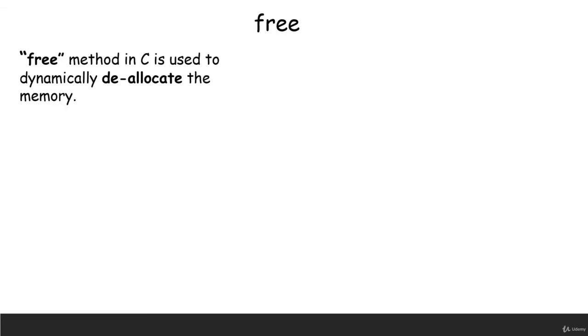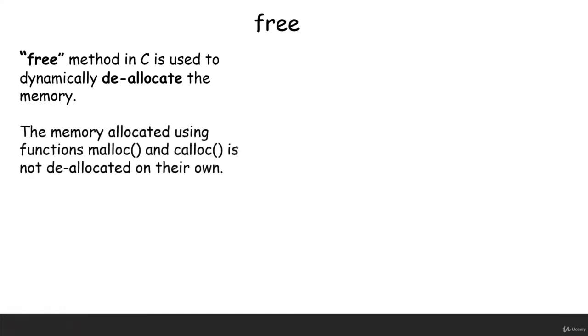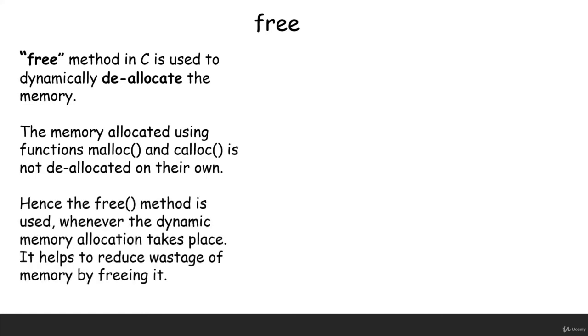The next one is the free function. The free method in C is used to dynamically deallocate memory. Dynamically deallocating memory means freeing up the memory. The memory allocated using the functions malloc and calloc is not deallocated on its own, and that's why the free method is used whenever dynamic memory allocation takes place.